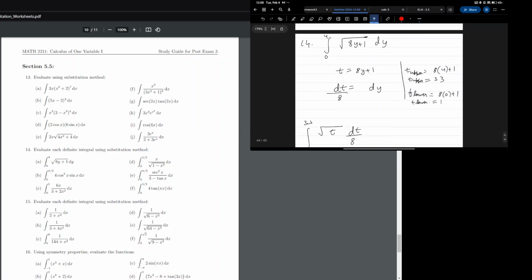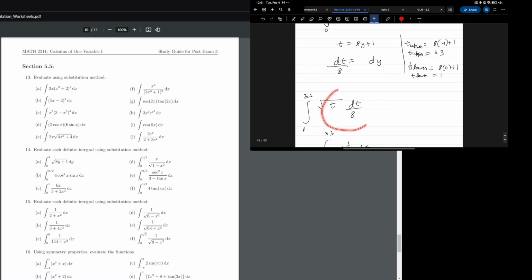Okay, now I had t right over here. t was equal to this, so I put t instead of that over here, right? I also needed to replace dy. After differentiating this, I got dt equals 8 dy. I divided by 8 on both sides and I got this. So now I can replace dy with this. I can replace this thing with t. And that's what I did over here.